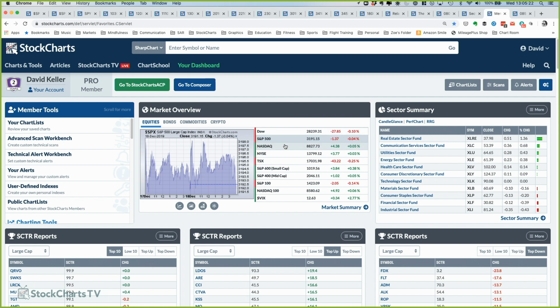The NASDAQ was up slightly. Small caps were the only of these indexes up in a meaningful way. And again, only 38 basis points. So not much of a move there, but small caps above large and mid today.